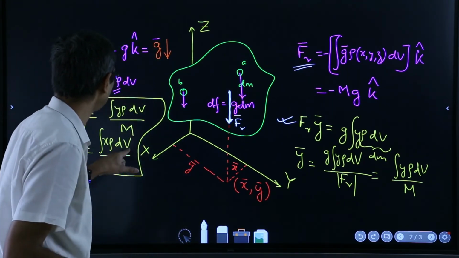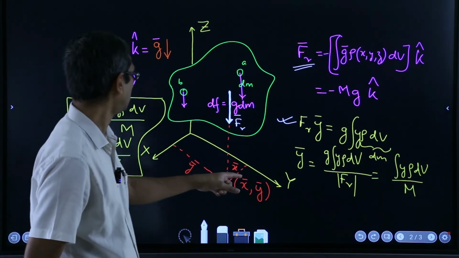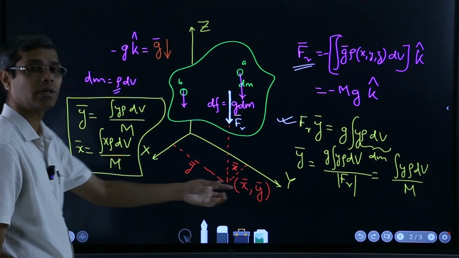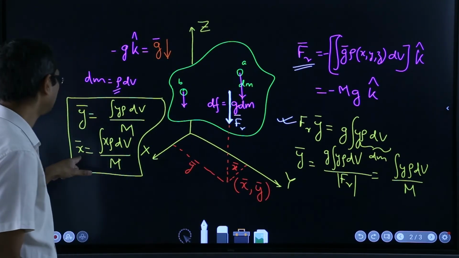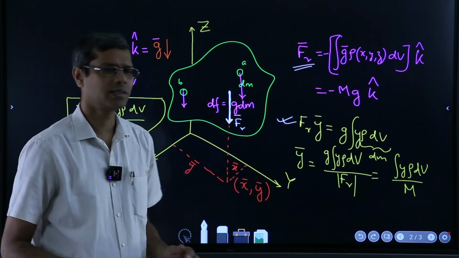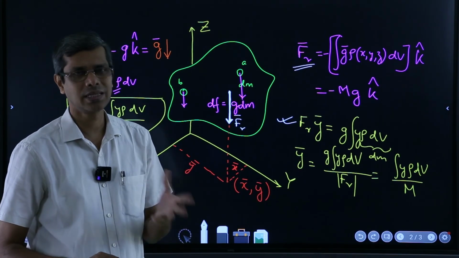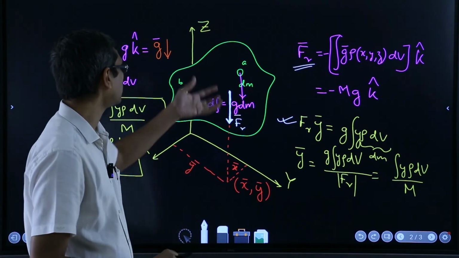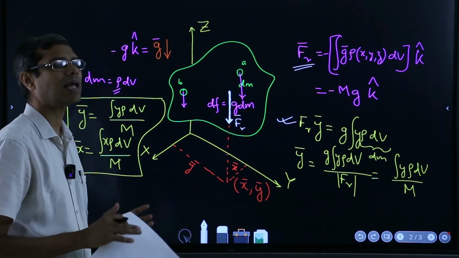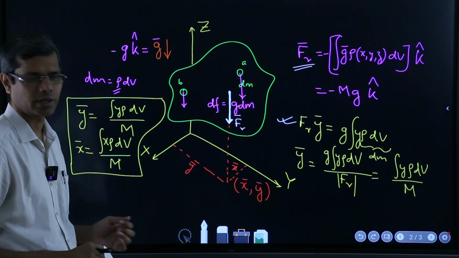Yeah. So if you consider the moment about the x axis, you will get this equation, and if you consider the moment about the y axis, you will get this equation. And that is what I was talking about, that considering the parallel force systems, the concept of center of mass becomes much clearer, or you get at least another viewpoint to look at the center of mass and how it works.